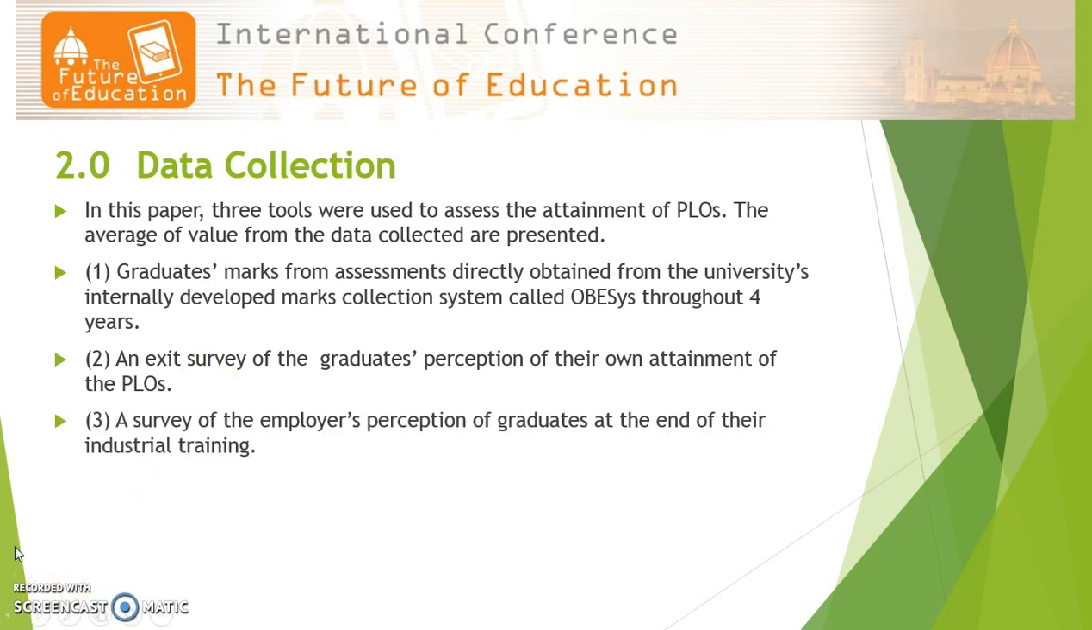The third tool is another survey. This time it is a survey for the employers of the graduates at the end of their industrial training. The industrial training takes place at the end of the 4 years of study, so the end of the industrial training also signifies the end of their 4 years of study. The survey is done by faculty members by interviewing the employers during the industrial visit to evaluate the students of the industrial training.